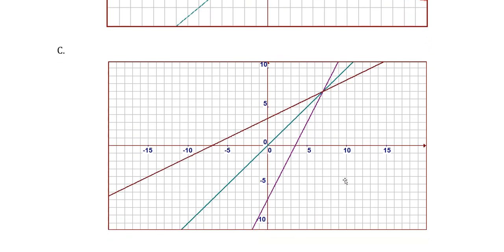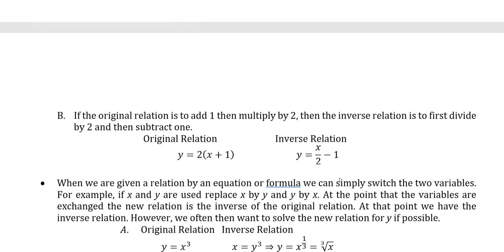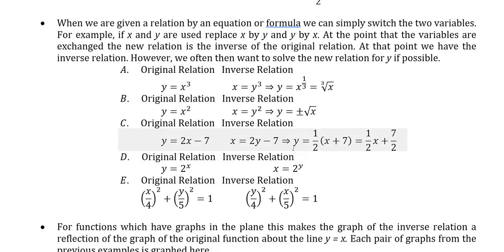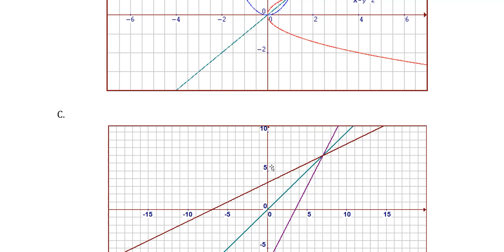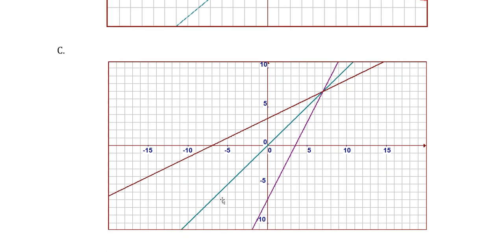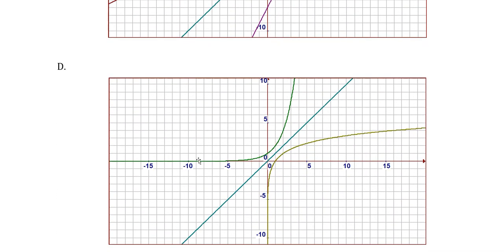Here we have two lines. These were the two lines that we had up here: y equals 2x minus 7 and x equals 2y minus 7. Those are the two lines there. Again, a reflection over this sort of green line here in the middle, y equals x. They both happen to cross each other on that line. Here's our exponential, y equals 2 to the x, and here's x equals 2 to the y. If you solve that for y, it's y equals logarithm base 2 of x. So a logarithm is a reflection of an exponential over that line, y equals x.